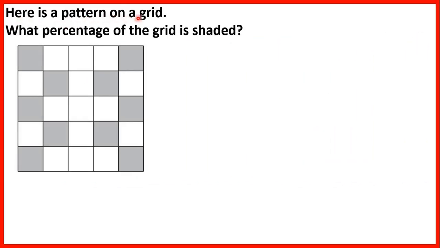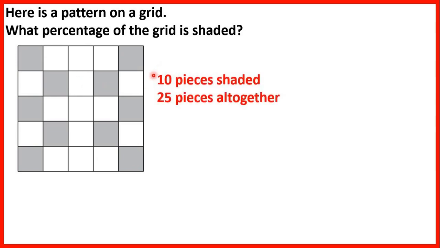Here is a pattern on a grid. What percentage of the grid is shaded? So we know that a percentage is a fraction which has a denominator of 100. But here we don't have 100 squares. We have 5, 10, 15, 20, 25 squares altogether, and 10 of those squares are shaded. So we have 10 pieces shaded and 25 pieces altogether. So as a fraction, we have 10 over 25.